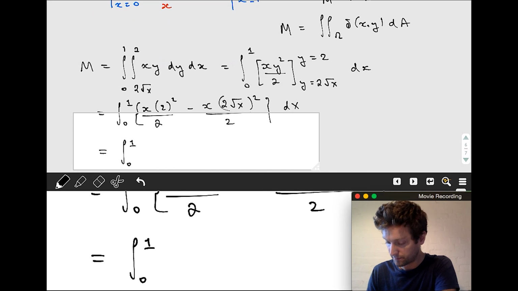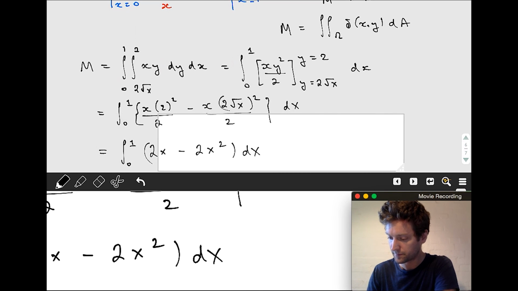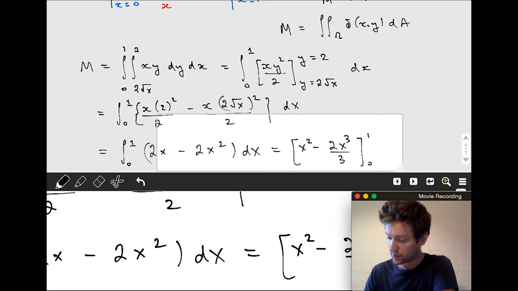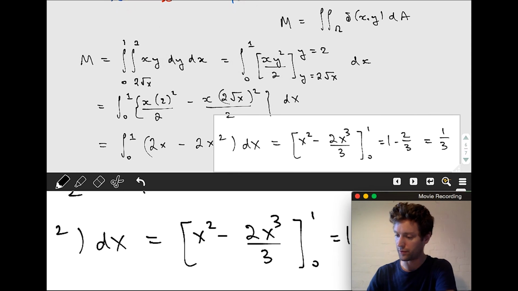So I'm going to get 2x minus 2x squared dx, which will give me x squared minus 2x cubed over 3 when I carry out that integral from 0 to 1. So I'll have 1 minus 2/3. It'll be equal to 1/3. So our mass is equal to 1/3.